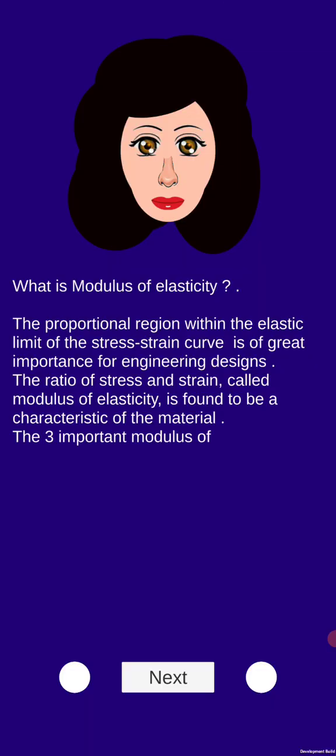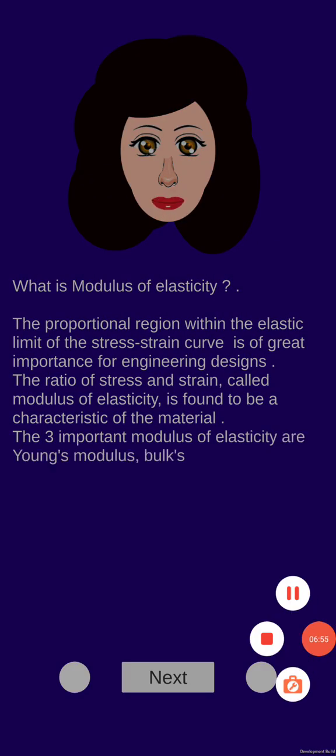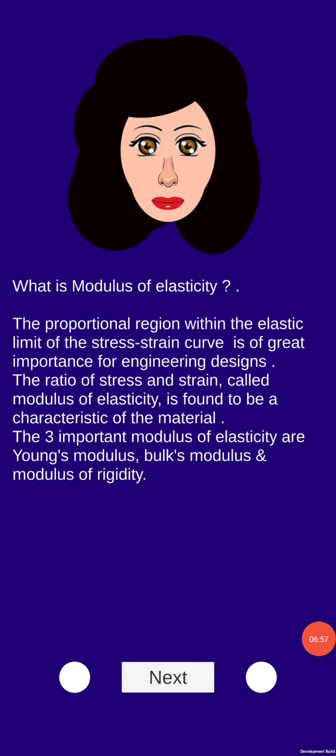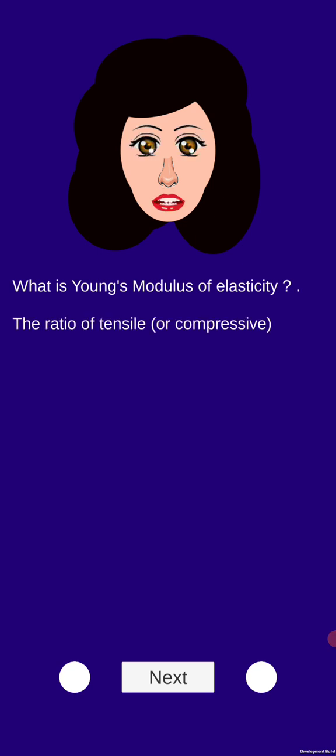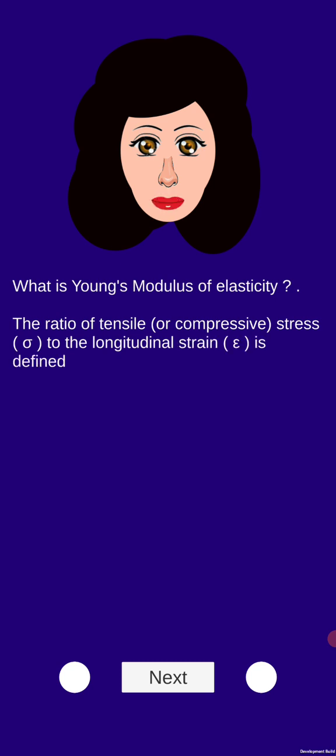The three important moduli of elasticity are Young's modulus, bulk modulus and modulus of rigidity. What is Young's modulus of elasticity? The ratio of tensile or compressive stress sigma to the longitudinal strain epsilon is defined as Young's modulus and is denoted by the symbol Y.